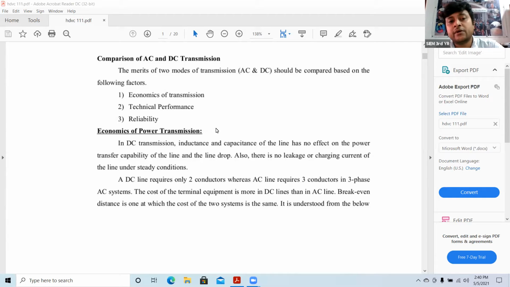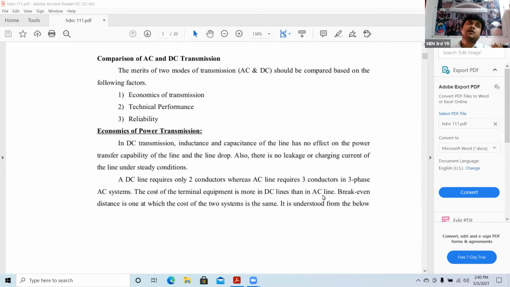In the economics of power transmission, in DC transmission the inductance and capacitance of the line have no effect on the power transfer capability of the line and the line drop. We have also discussed this and written it in the notes. Also, there is no leakage or charging current of the line under steady conditions. A DC line requires only 2 conductors, whereas an AC line requires 3 conductors in 3-phase AC systems.